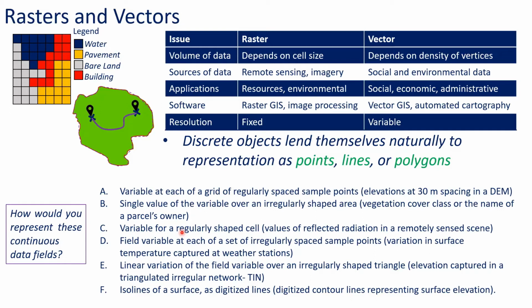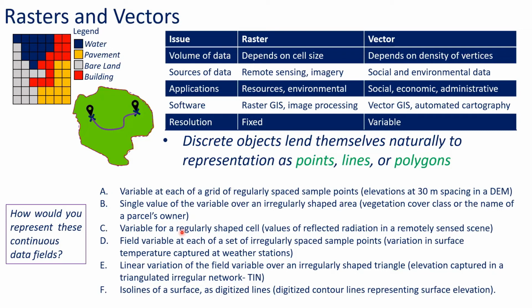I just need an answer like this: A vector, B vector, C raster, D raster, E vector, F vector. I mean, something like that. Just think about it and send me a message. What do you think about each of these things, and what representation would be better for representing each of these cases? A, B, C, D, E, and F. I'll give you 5 minutes. Just put it in the chat, or you can speak out loud.